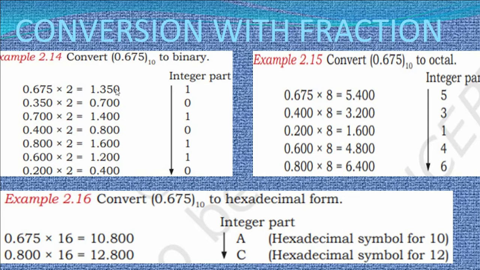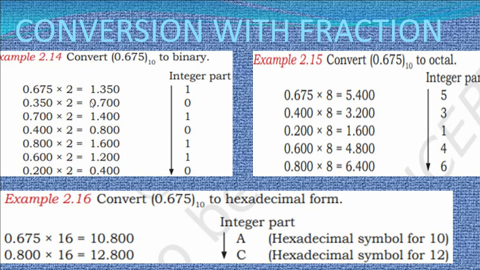Now we make another column and write down the integer part. What I mean by the integer part here is the value before the decimal point. So all these values: 1, 0, 1, 0, 1, 1, 0. We write these down in the integer column. And let's say we got 1.35 here. Now we ignore the 1 part, take the 0.35 part, and once again multiply it by 2.